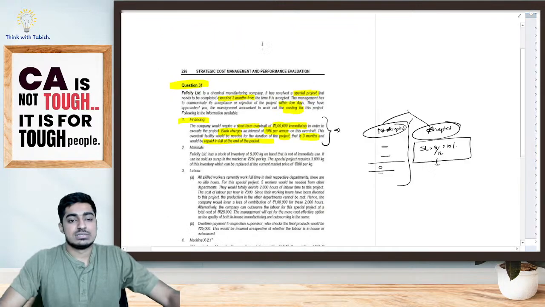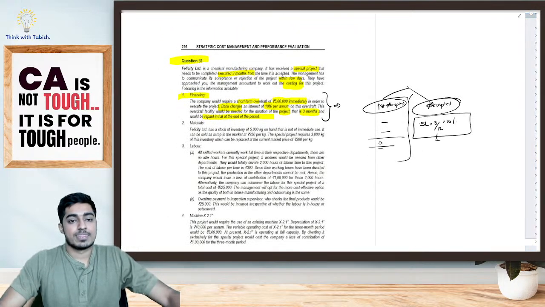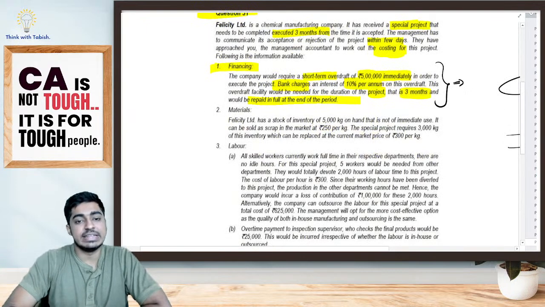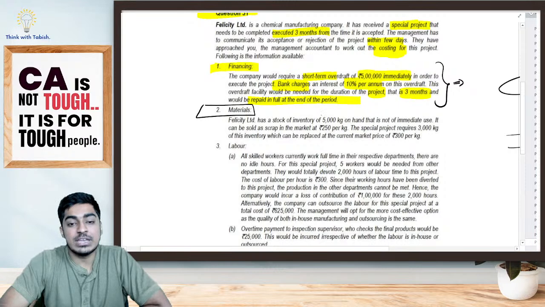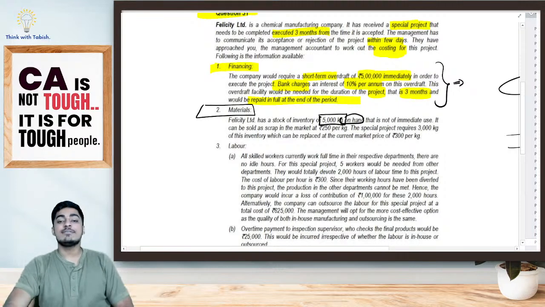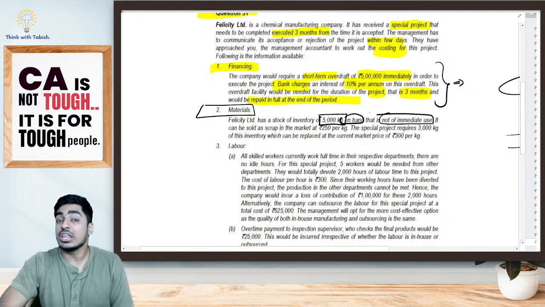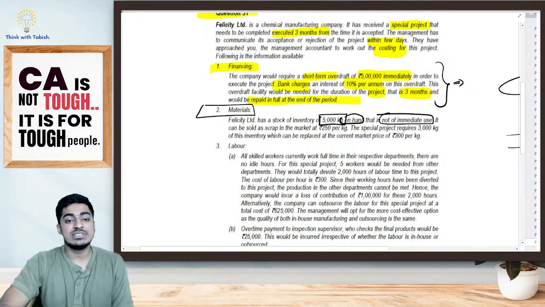Okay, next, let us continue. Next, what else do we want? We also want materials. Felicity has a stock of inventory of 5,000 kg on hand, which is not of immediate use. It is not required immediately. It can be sold as scrap.